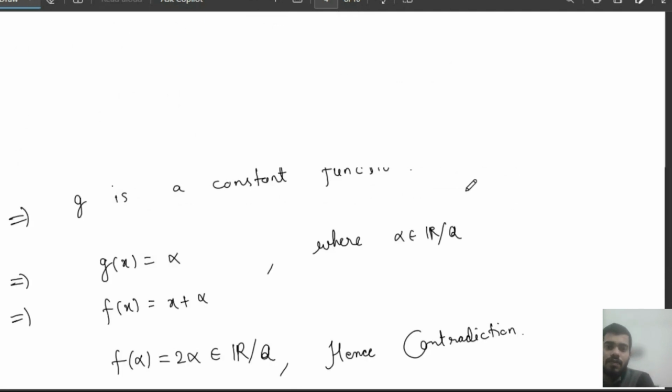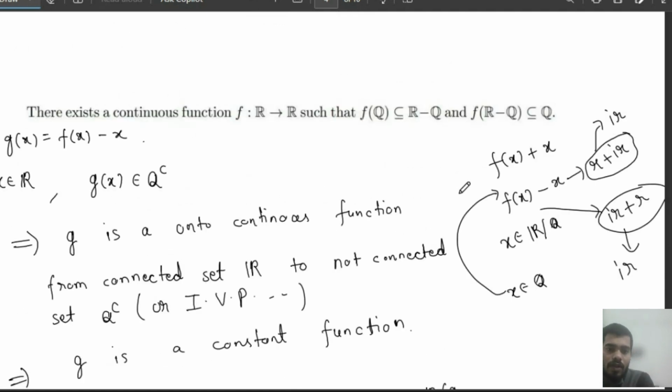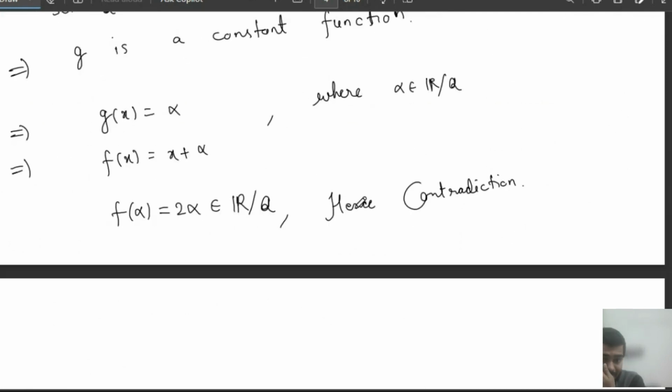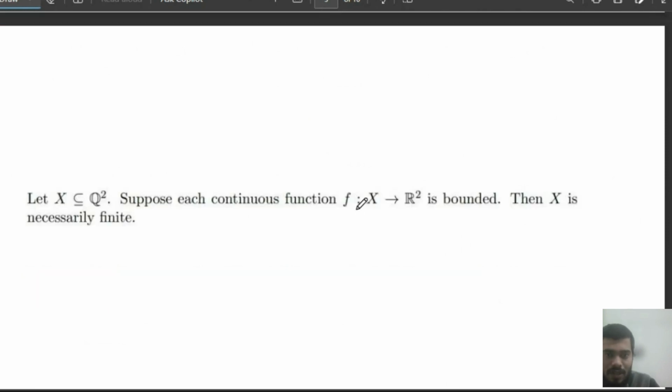See, it seems a complicated question, but you have to just apply some basic things, and most of the problems in TIFR they ask from intermediate value property, sequential criteria of limits, or some little tricky arrangement of the problem, and then you can do that. So such problems are asked many times in TIFR, so be prepared.